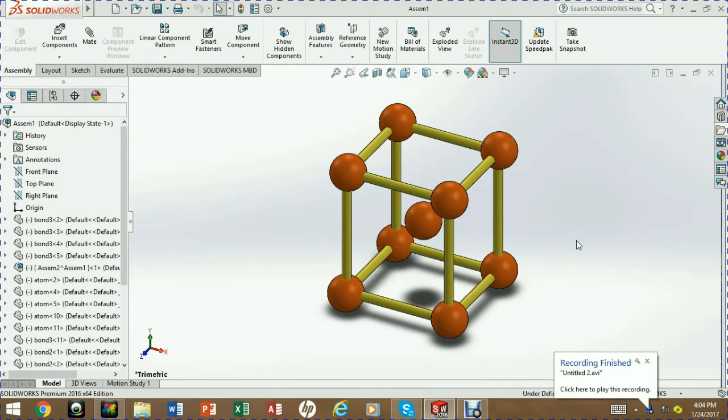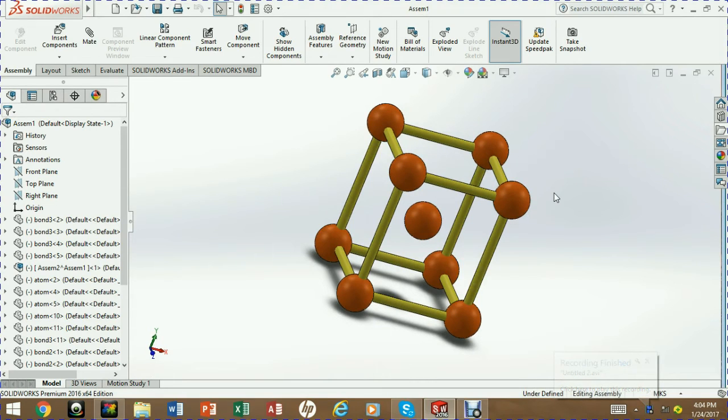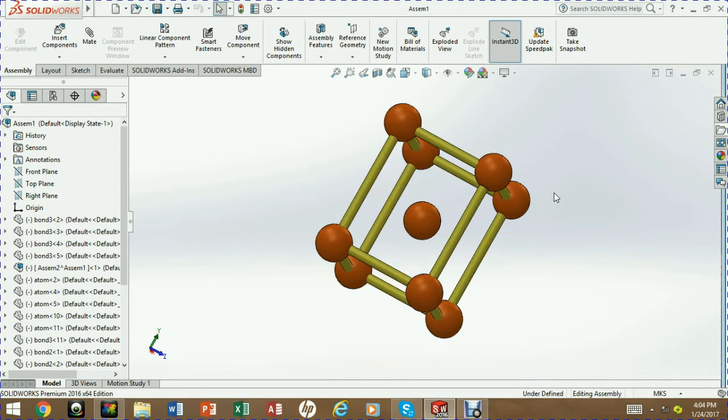Body-centered tetragonal lattice, like all lattices, has a lattice point at the 8 corners of the unit cell, plus an additional point at the center of the cell. As you can see, that is the center of the cell right there, and you can see that in the video clearly.